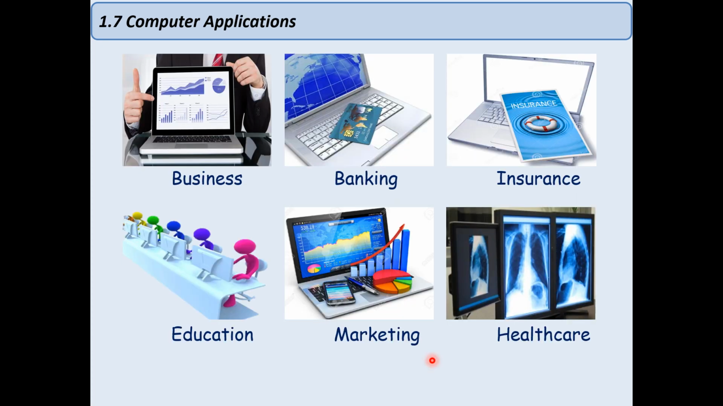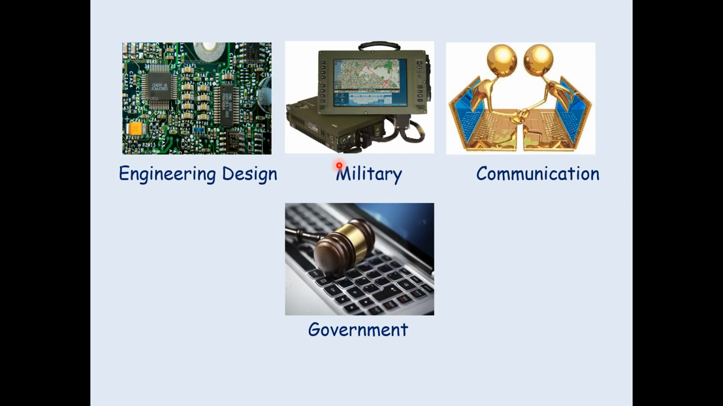Here are the main applications of the computer. That means where the computer is applicable, where you can use the computer: in business, in banking, or insurance, or education, marketing, healthcare. In all those systems, the computers are used, and many more, like engineering design, or military, or communication through the internet. So when you use the internet, you are using the computer.